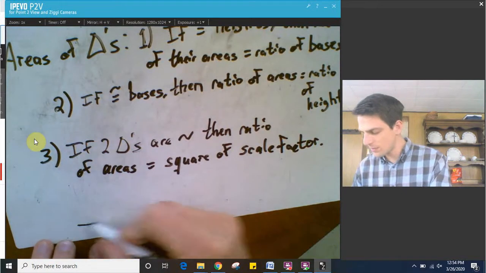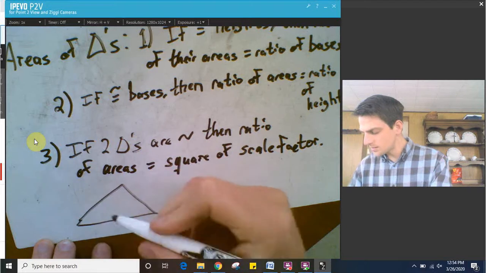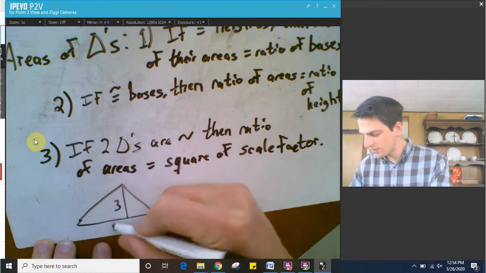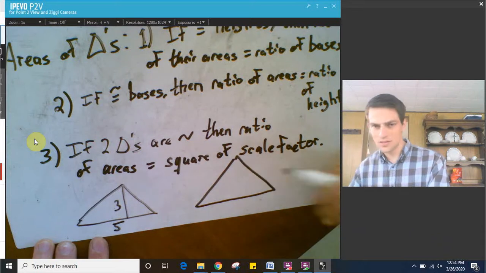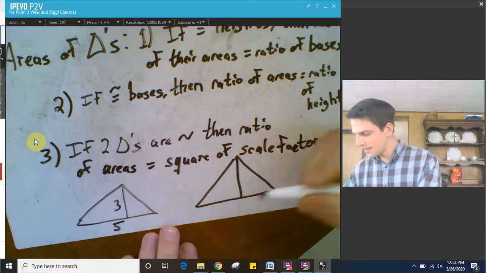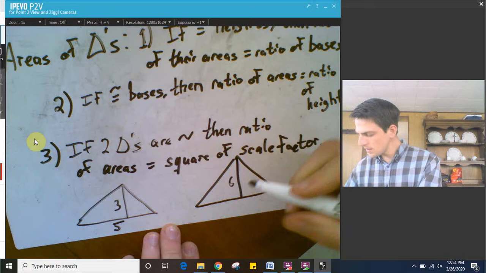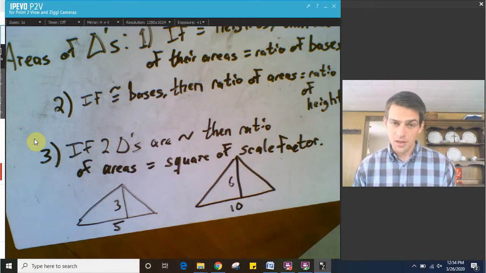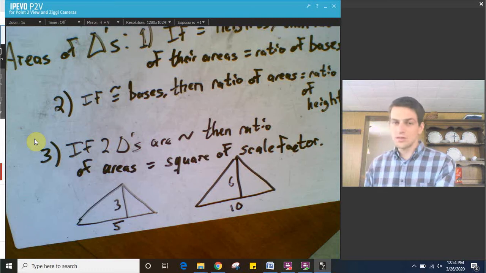So let's say I have a triangle here that has a height of, I'll go 3 again, and a base of 5. And then I have another one that's going to be bigger. We'll just pretend that's bigger. And it has a height of, let's say, 6 and a base of 10. So both of those pieces are just doubled. Then the ratio of their areas is going to be the square of the scale factor.